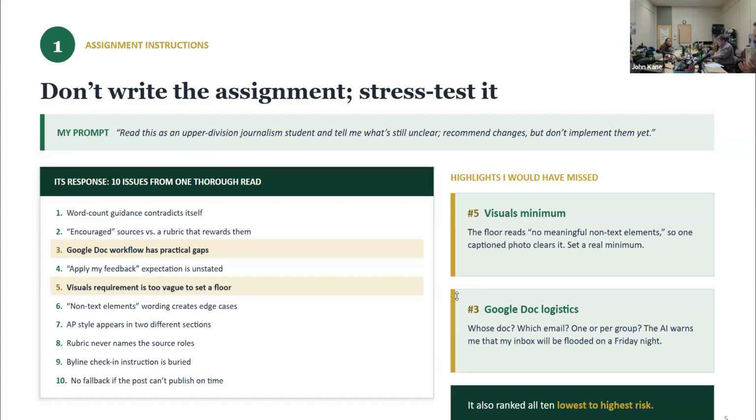I had set a minimum for visual content in the reporting assignment that was exceptionally vague and basically didn't make it clear to them whether this needed to be a visual story or whether they just needed one photo. And what was really nice about it is it ranked the issues as well, from the most dangerous or highest risk down to the lowest risk. I still stayed the author through this entire process, but it was my tireless first reader that could give me those pieces of feedback right away. I found that exceptionally useful.